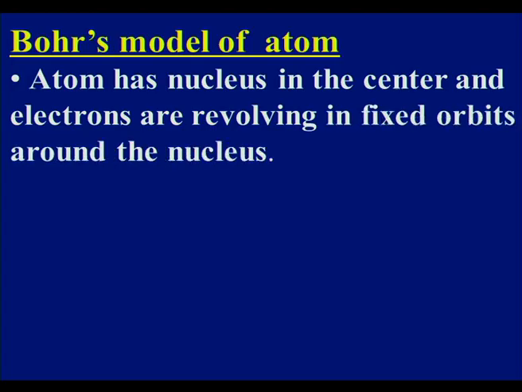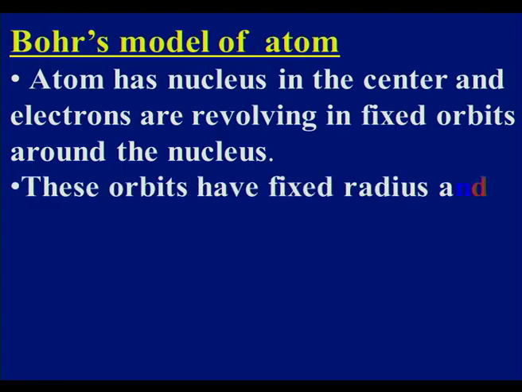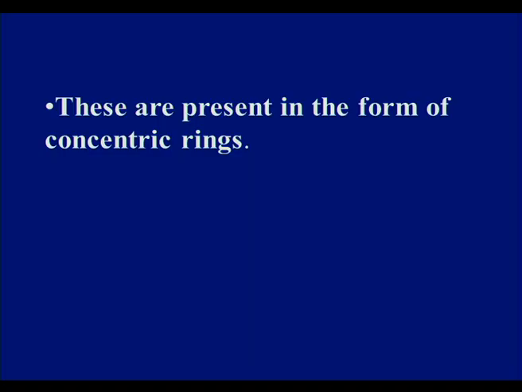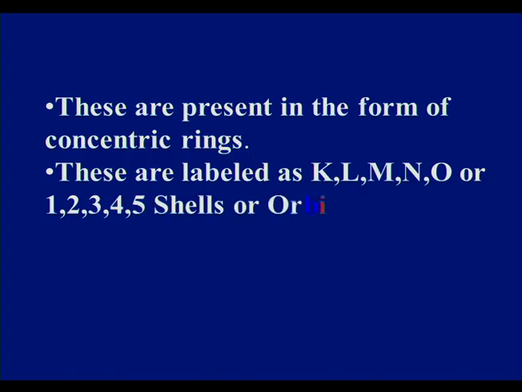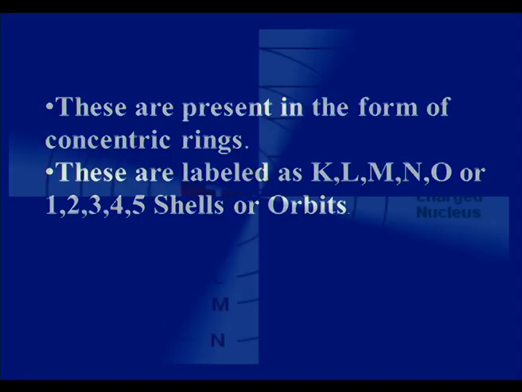According to Bohr, an atom has a nucleus in the center and electrons are revolving in fixed orbits around the nucleus. These orbits have fixed radius and energy. These are represented in the form of concentric rings around the nucleus. These are labeled as K, L, M, N, O or 1, 2, 3, 4, 5 shells, or these are also called orbits.